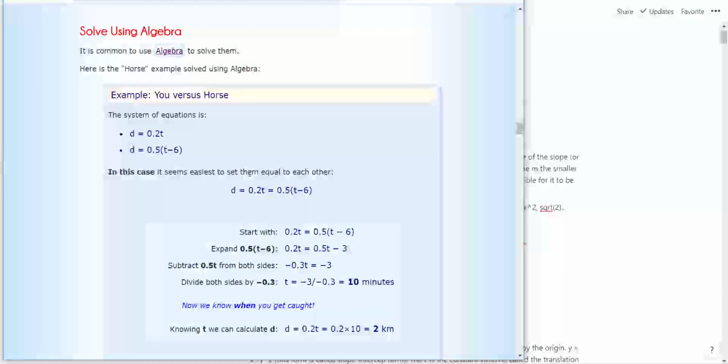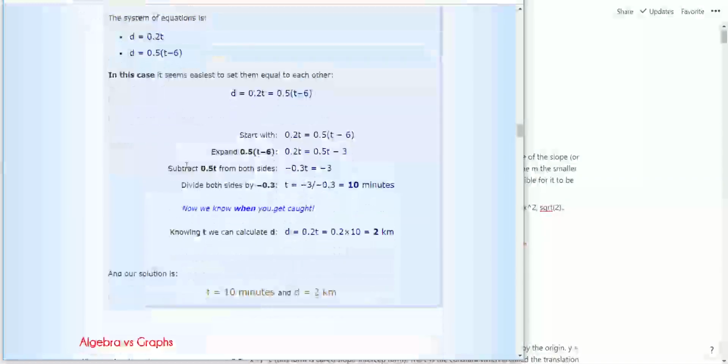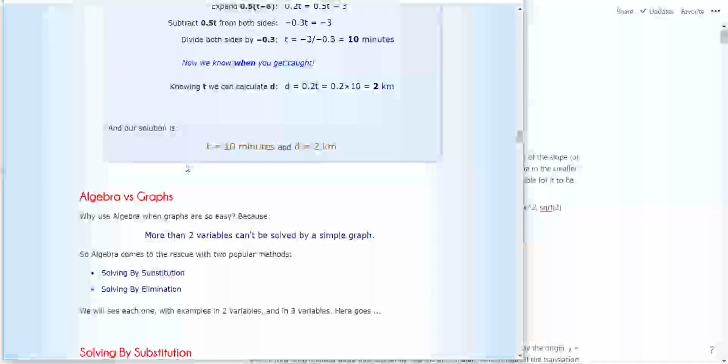In this case, it seems easier to set them equal to each other. So d equals 0.2t, which equals 0.5t, because it's the same d. So you could substitute this in there, and that's it. It's the substitution method. You get the t, and then you apply it in any of the equations to get the d.